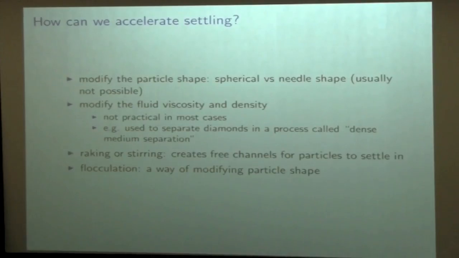One is to modify the particle shape, if possible. Spherical particles are the ideal situation. They settle the fastest. Anything else will settle slower than that. The other way we can modify things is to modify the fluid's density and viscosity. If we have a choice to pick our fluid, we can pick a fluid with lower viscosity and lower density to increase the settling rate. But in most cases, we're going to be using water as our fluid medium. There are very few examples where we modify our fluid. One interesting application is called dense medium separation, used in the diamond industry.